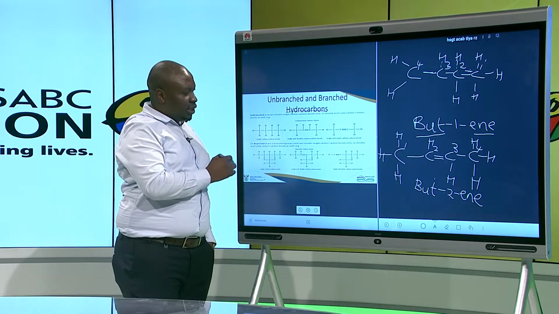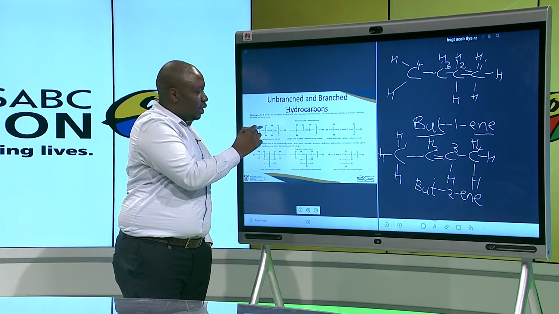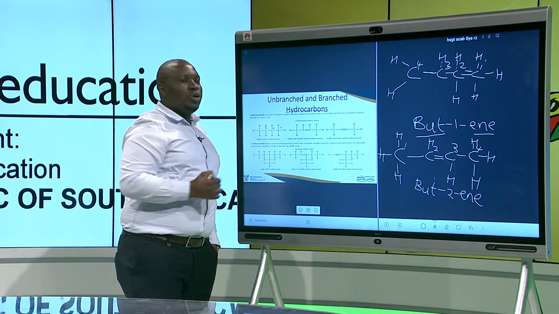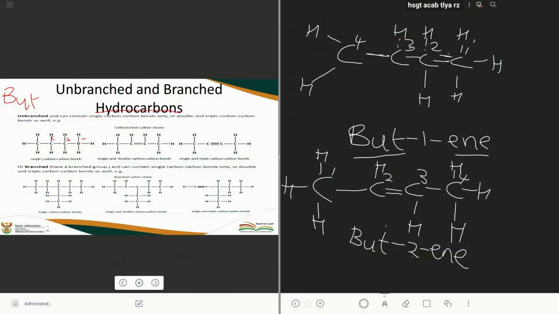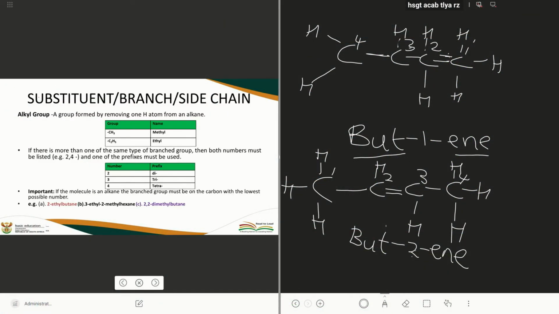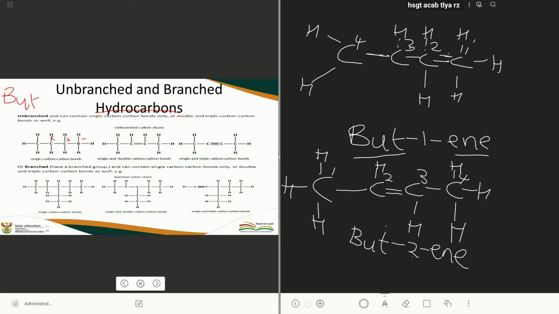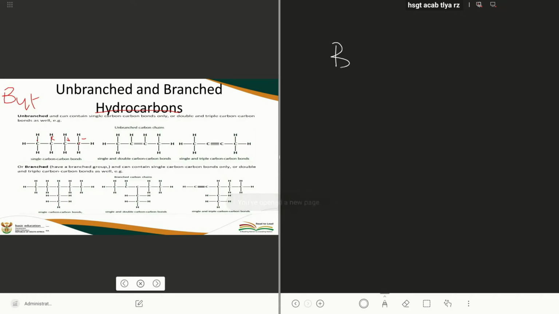So let's look at this one: 1, 2, 3, 4. You know that when it's 4, then because there are 4 carbons, that is going to give us but as a prefix. Because now, here is a carbon-carbon single bond. There is no double bond. We know those are alkanes. So you will refer to this as butane. The but from the number of carbons, the ane from the homologous series, how the homologous series ends.